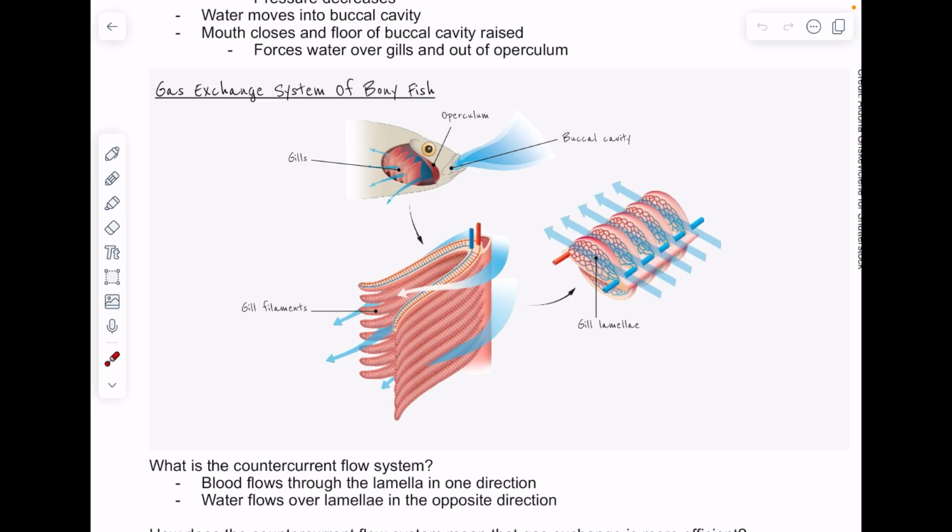So looking more closely, here we can see obviously the fish. Here's its mouth, its buccal cavity, for increasing and decreasing the volume within the fish's mouth, which will therefore help draw water into the fish and then enable it to flow over the gills. The gills consist of a stack of gill filaments. If we look more closely at these filaments, they contain gill lamellae, which increase the surface area, allowing more gas exchange to occur. Remember, we said that water flows in one direction compared with blood flow, and we're going to look at that in more detail now.